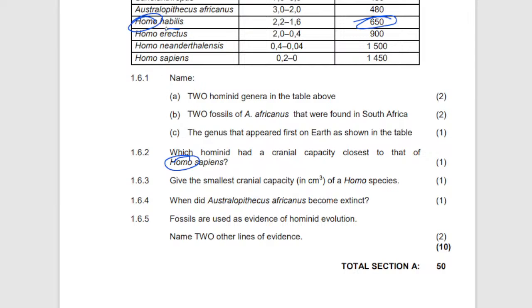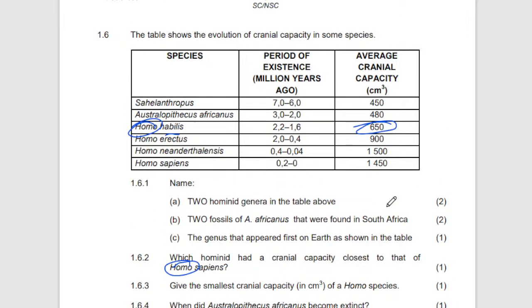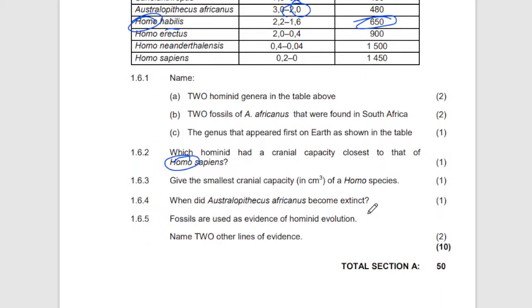So if you look at the Homo species, Homo habilis, Homo erectus, Homo neanderthalensis, and Homo sapiens, then they're saying, when did the Australopithecus africanus become extinct? You come here and look for it. Extinction, Australopithecus africanus. That's the period when they got extinct. Period of existence, meaning that you have to say 2 million years ago. So they existed 3 to 2 million years ago. It means that they got extinct 2 million years ago.